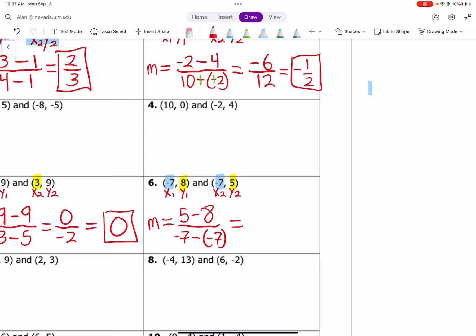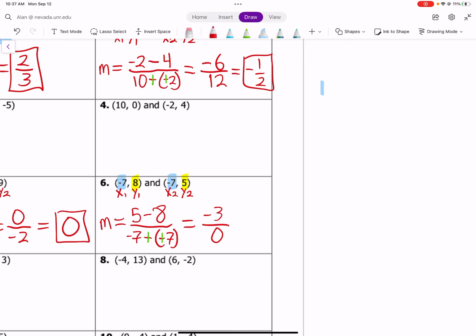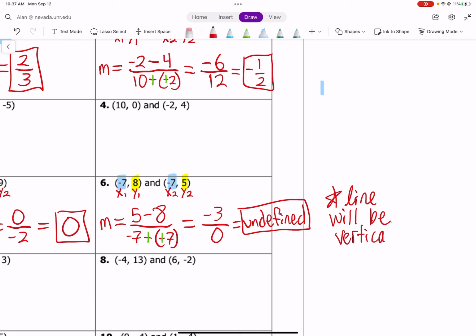And we simplify this. 5 minus 8 is -3. But here on the bottom, I have -7 minus a -7. Whenever we see those subtraction signs right next to each other, we go slash, slash. Oh yeah, we're adding. So -7 plus 7 gives us 0. So -3 divided by 0. Can we ever divide any number by 0? No, we cannot. So this would be our undefined slope. And when we have an undefined slope, that means our line will be vertical, perfectly vertical on a graph if we were to graph it.